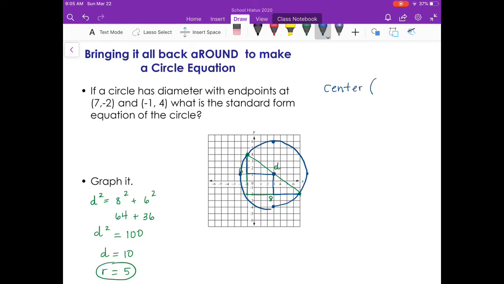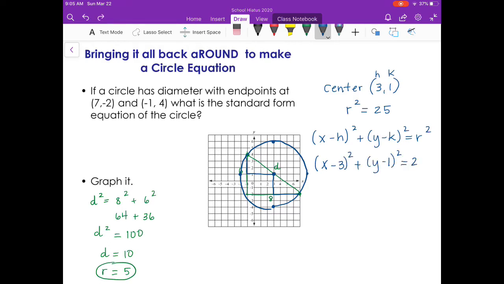The center of our circle is 3, 1, and the value of the radius squared is 25. We'll substitute the coordinates of the center into our equation for h and k, and r squared as well, to complete the equation of the circle in standard form.